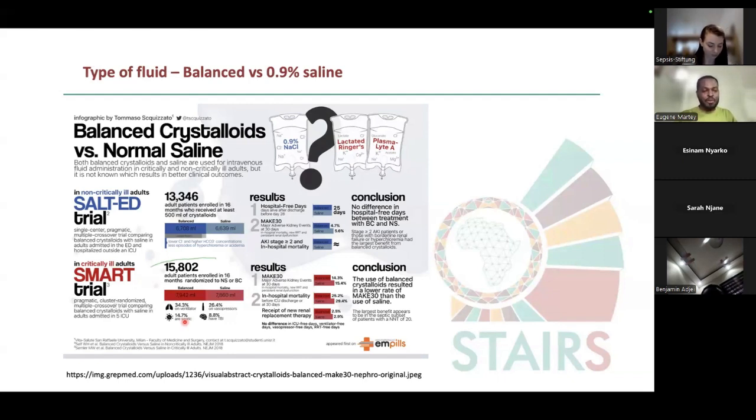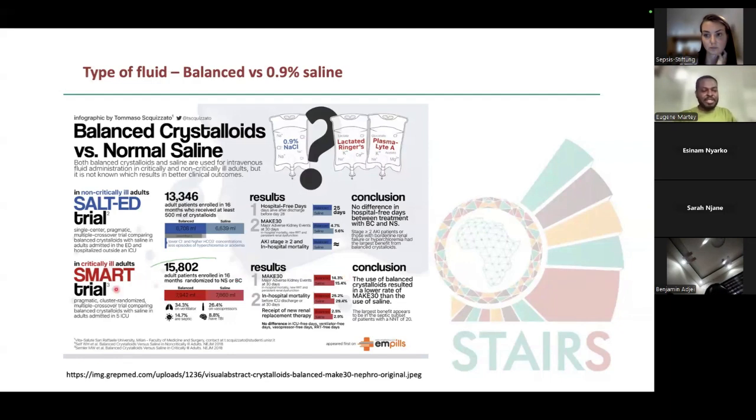Now, I just want to focus on two main studies, the SALT-ED trial and the SMART trial. The SALT-ED trial was done in non-critically ill patients, and the conclusion was there was no difference in hospital-free days between the control and the study group. But if your patient already had pre-existing AKI, then they benefited more from balanced crystalloid.